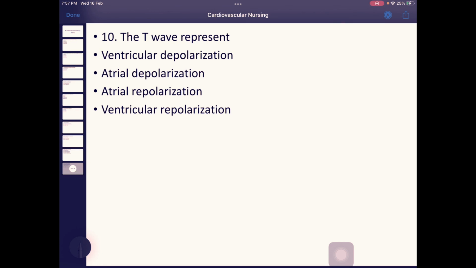Question number 10. The T wave represents: option A, ventricular depolarization; option B, atrial depolarization; option C, atrial repolarization; option D, ventricular repolarization. As I said in question number 9, this is the ECG, with P wave, Q, R, S, T. The T wave represents ventricular repolarization, or ventricular relaxation.